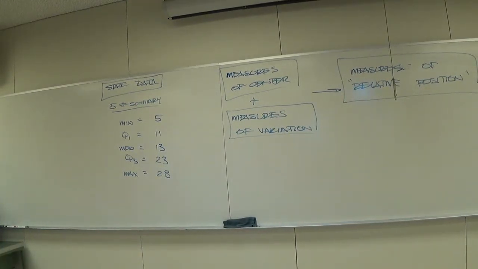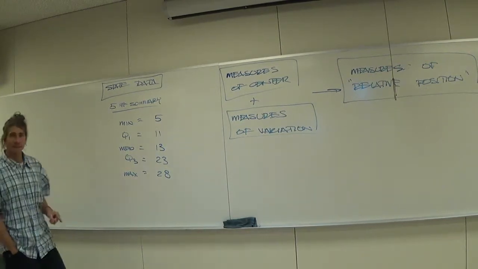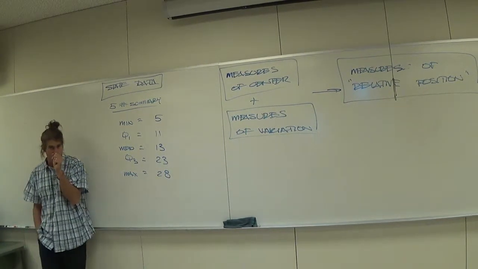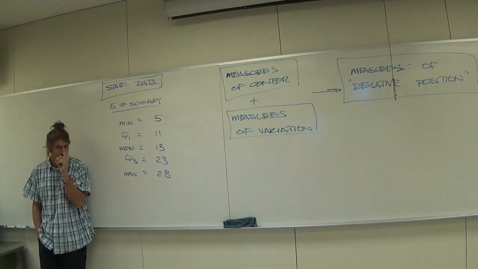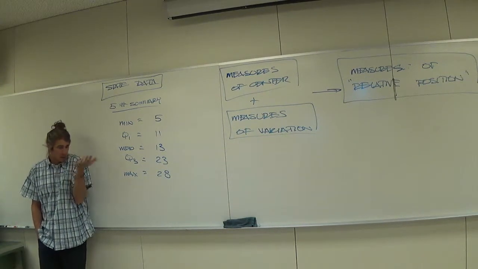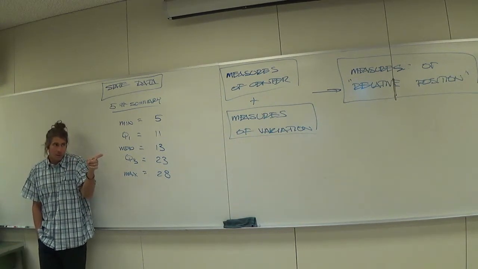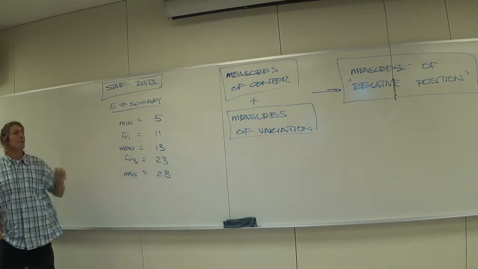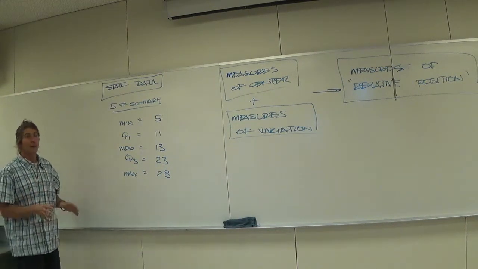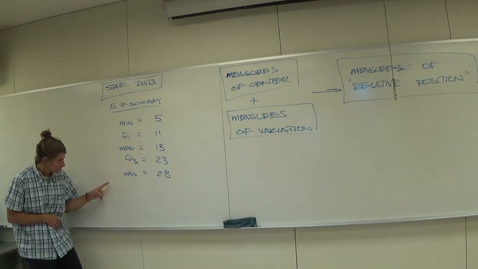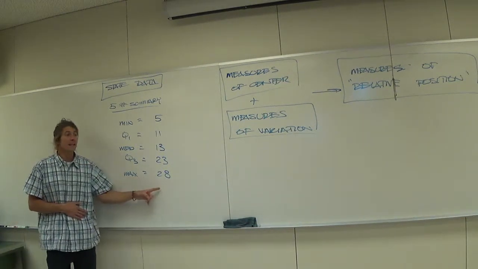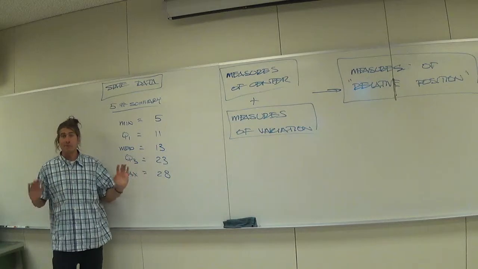Now, these are all great. Pick one of them and tell me what it means. Any one of them. Please, Nick. Minimum, the 5, the fewest states we have been to. Beautiful. How about the maximum? Someone in here visited 28 and nobody visited more.